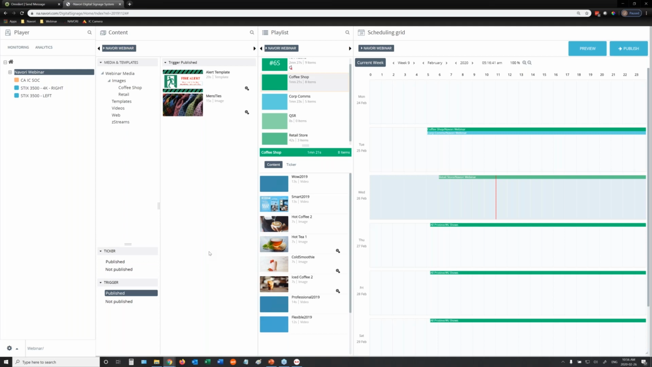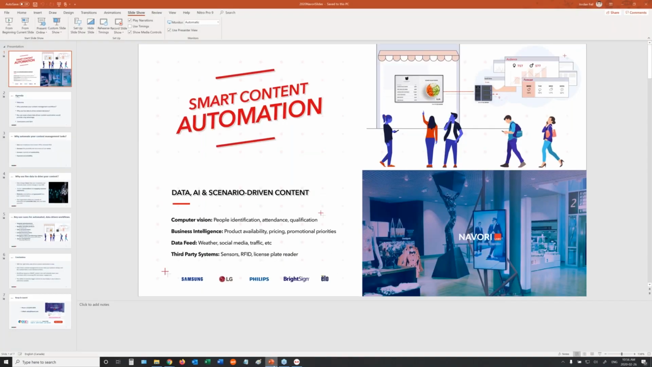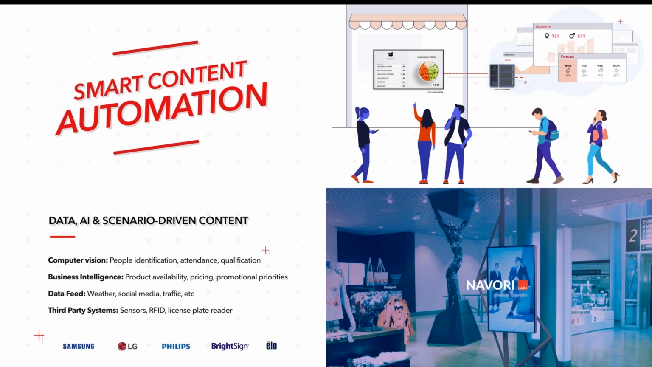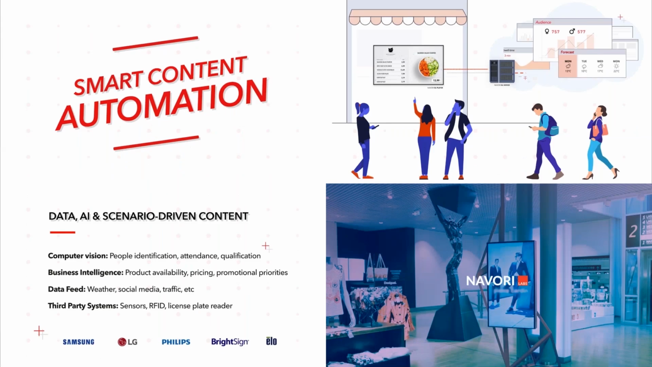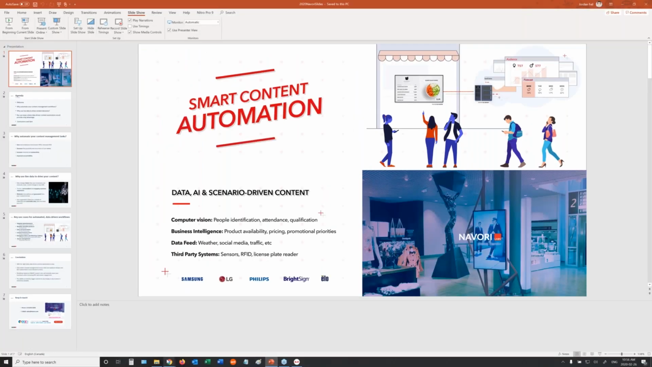Excellent. We have someone who would like you, if possible, to re-explain the difference between trigger and play if. Okay, I had a feeling that might come up. So we're going through this a little bit quickly. Very important: both trigger and play if, in terms of the Navori system, are data-driven content automation scenarios, but they behave a little bit differently.